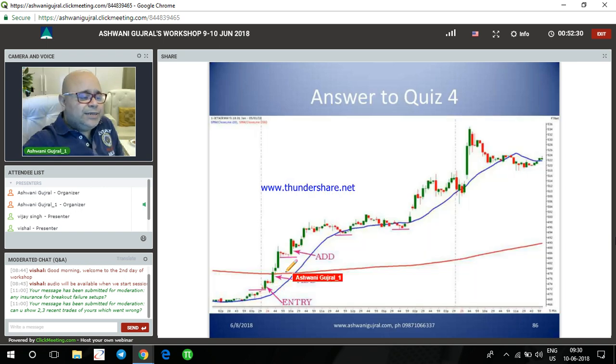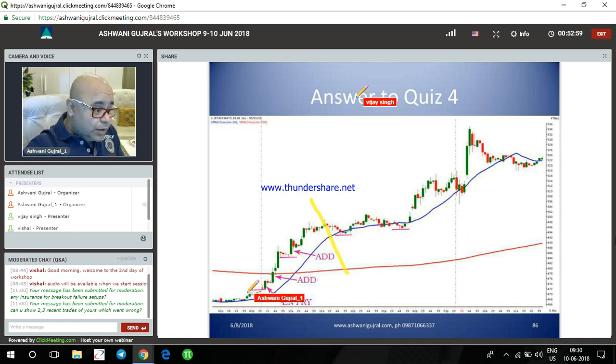This is the answer to yesterday's quiz. So as you can see, entry was here. Then you have an adding position, add further updation of stops, and finally you are able to get out here. Now these are all cases which have worked out. Sometimes it will work out only till here. And in that case, you should have your stops ready. Every stock will not move like this. So try to line up things as well as possible so that things are able to move well.